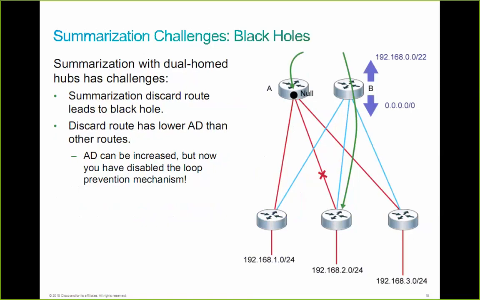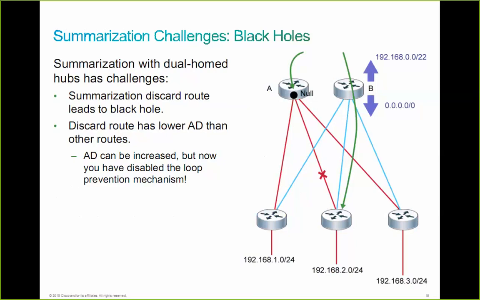We know that the overall objective of a summary route is to aggregate or to advertise one or two or three or a smaller subset of routes that represent a larger number of routes, right? So, for example, the summary has a shorter prefix, maybe a /16 instead of a /24, but it represents a whole bunch of routes, right?